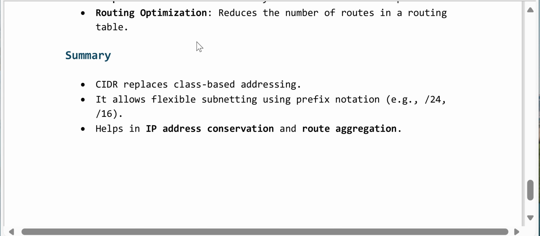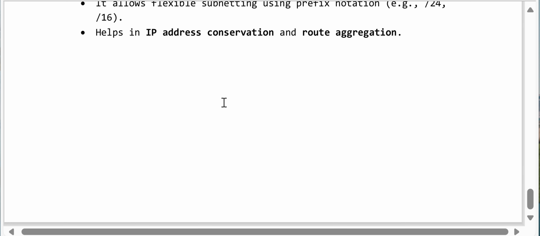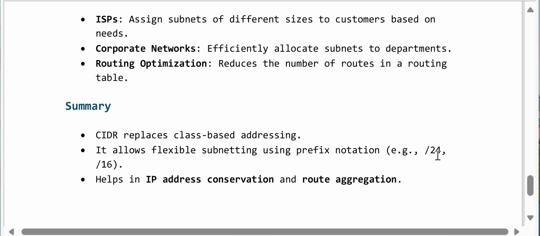Okay, summary. CIDR replaces class-based addressing, allows flexible subnetting using prefix notation, and helps in IP address conservation and route aggregation. And that's it, that's all. So you understand CIDR a little bit more. You can recognize prefixes. Now when you see a slash something, you know what it is. You know what a CIDR is.